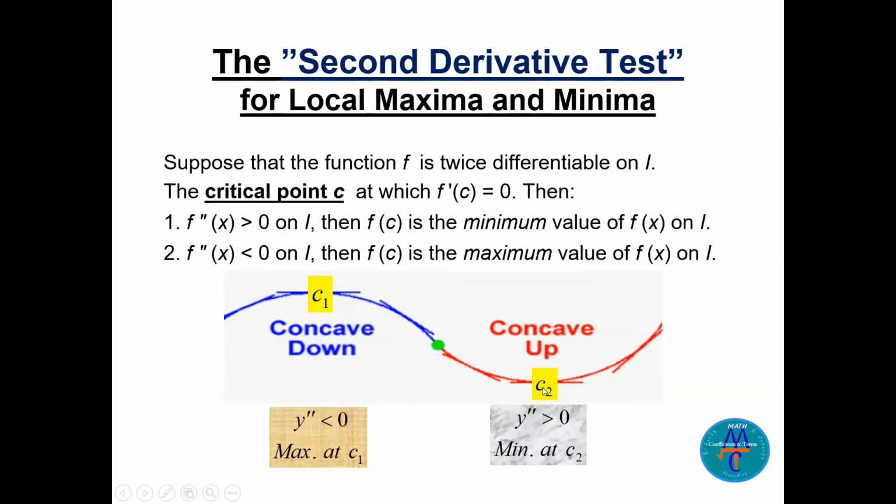You see here we have a minimum, but f double prime, the second derivative, is positive. So we call this concave up. The graph will be concave up. We will see that in a few minutes. If the second derivative is negative, that means the graph will look like this. We call it concave down. And then there is a maximum at this number c1 here, and at this number c2.